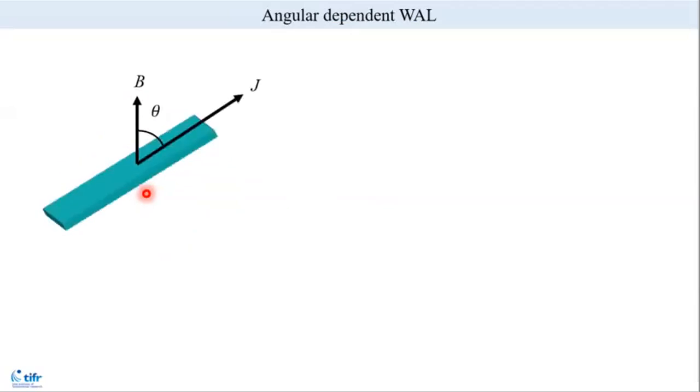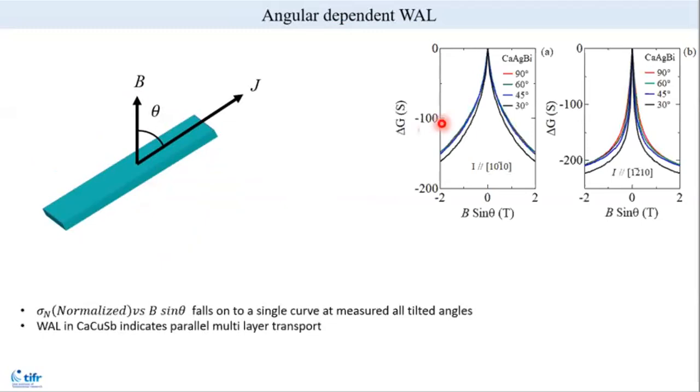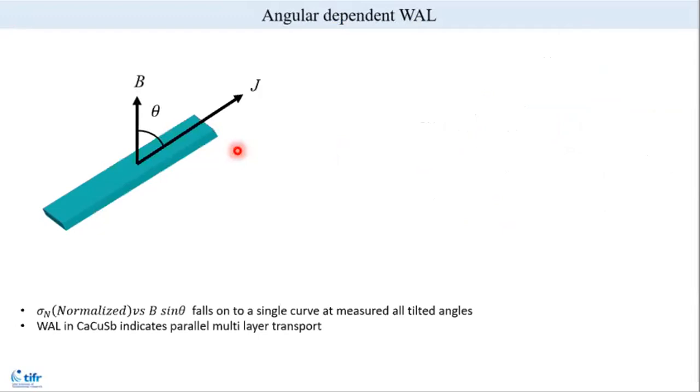So we rotate the sample and measure the magnetoconductance at different angles. When you plot the magnetoconductance as a function of the normal component of the magnetic field, you see whether in low field all the data merge or not. If they merge, then your magnetoconductivity data depends only on the normal component, that means the perpendicular direction of the field. So that indicates whether your system has 2D behavior or not.